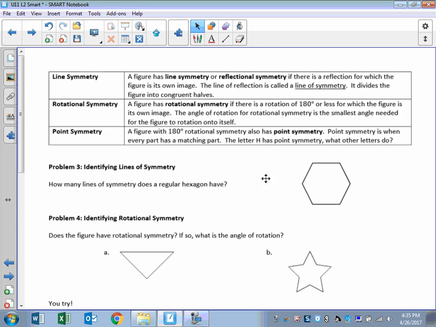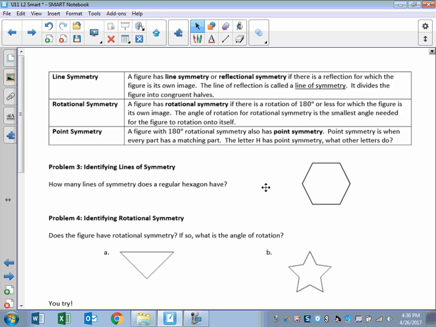Okay, video number 5 in the unit. I'm just going to talk about lines of symmetry, rotational symmetry, point symmetry. Okay, line of symmetry, pretty easy. If you could draw a line that would cut a shape equally in half so that when you fold the shape, it lines up perfectly with itself on the other side, then you have a line of symmetry.